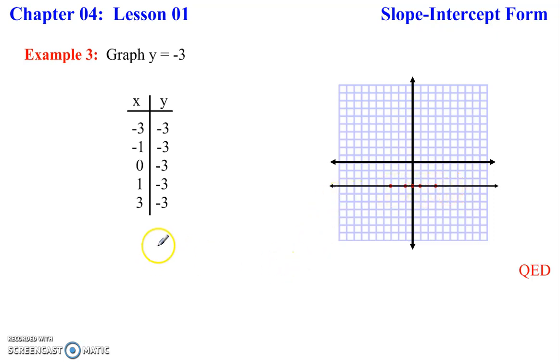All right, so that's slope-intercept form and graphing in slope-intercept form.